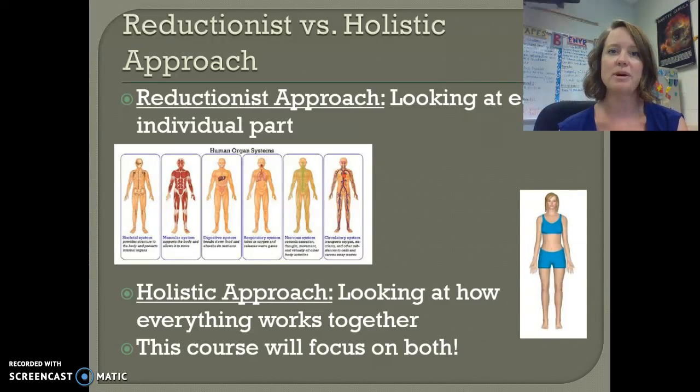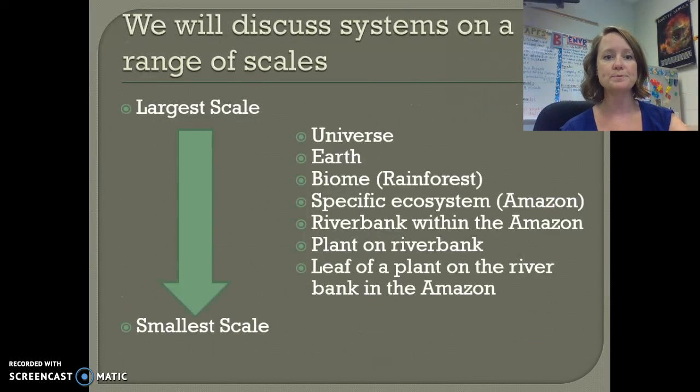We talked about the Gaia hypothesis, where we think of the Earth as a living, breathing being that's made up of systems. And if we remove one of those systems, then the Earth is not going to function. So we're going to be looking at both a reductionist approach and a holistic approach throughout this course.